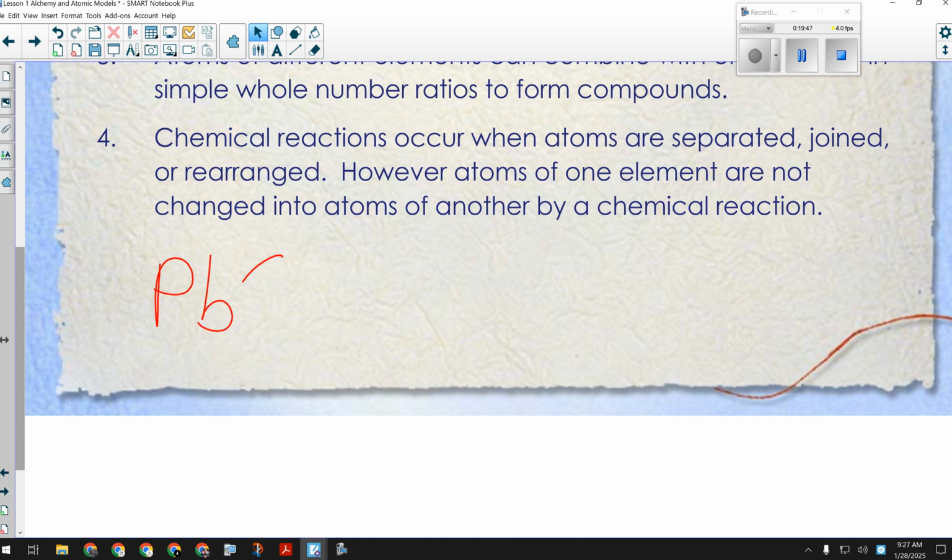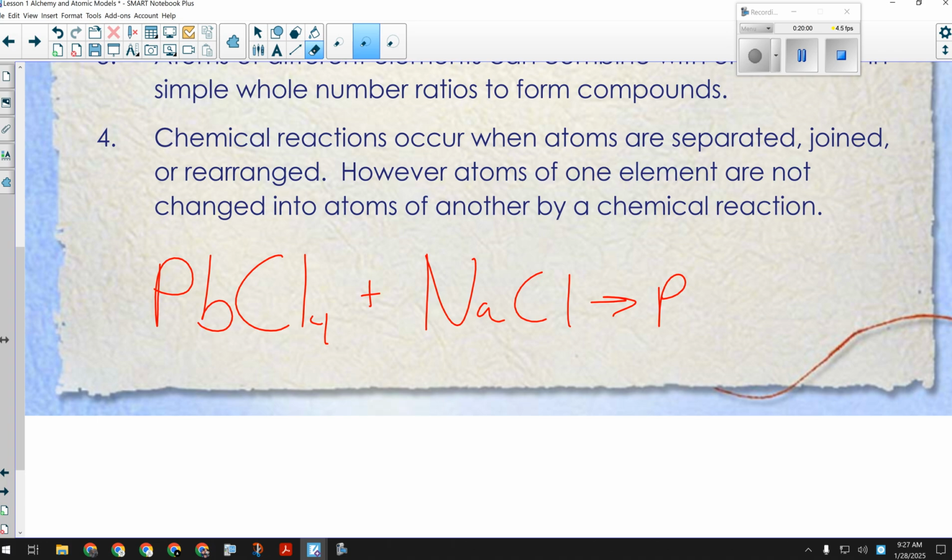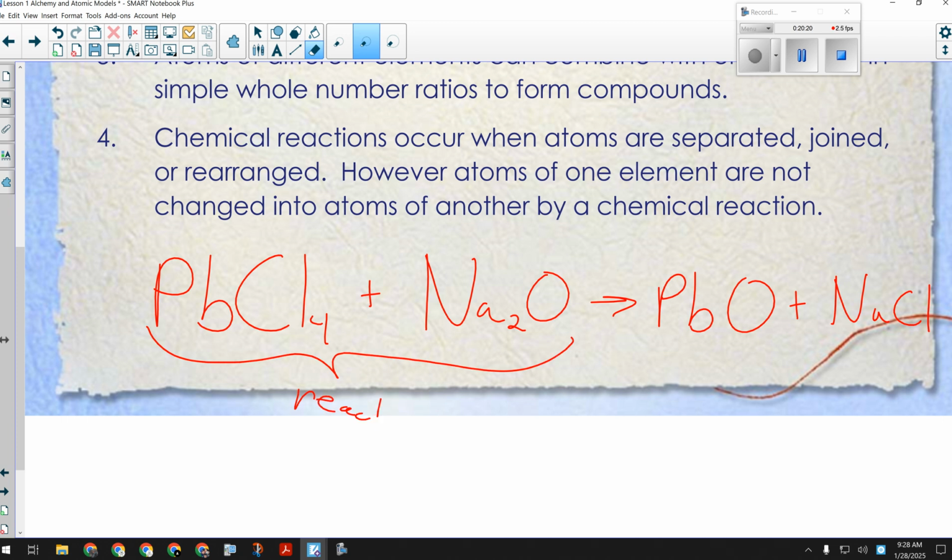this would be a chemical reaction. In a chemical reaction, just so that we know the terms, these are our reactants. They're the things that are reacting. And on the other side, these would be called our products. So this is what I start with, my reactants. This is what I finish with, my products.